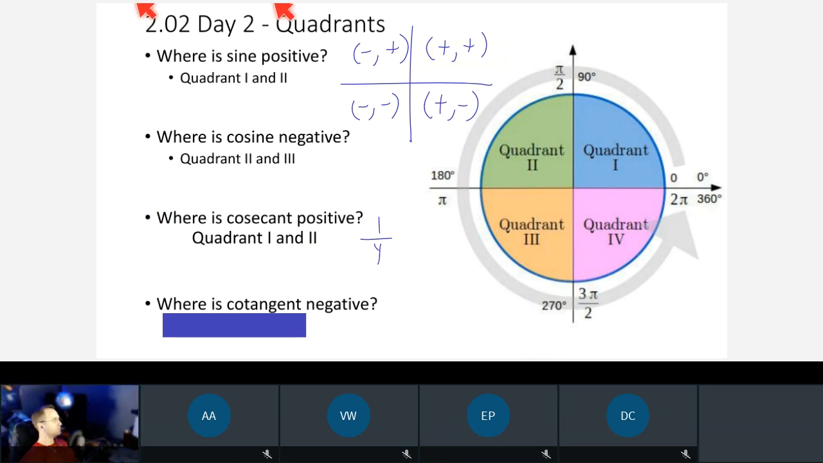So remember, cotangent is the same thing as x over y. So tangent is y over x, cotangent is x over y. So in order for you to have a negative cotangent value, either the x or the y needs to be negative. And that occurs only in quadrant 2 and in quadrant 4. One of them has to be negative. So quadrant 2 and 4, that is true.